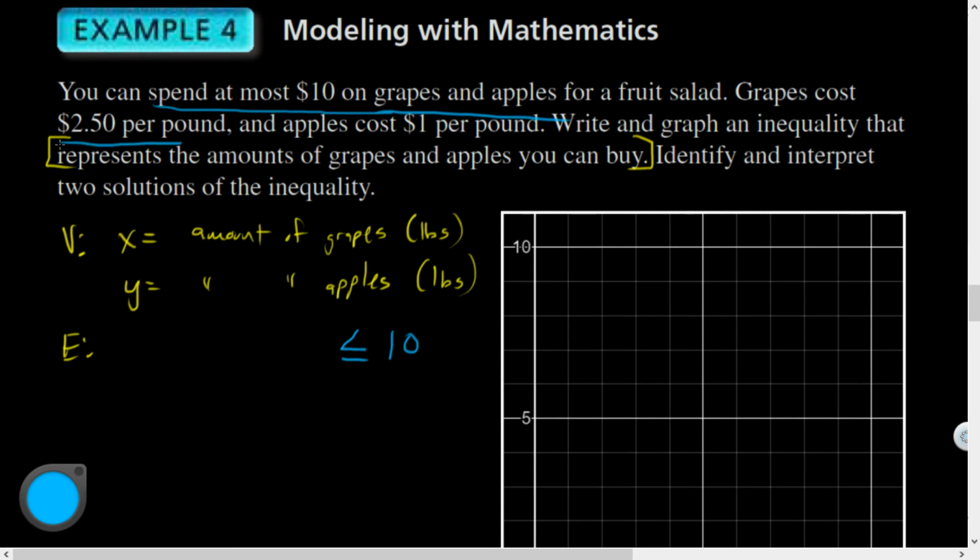And then it tells us also the cost of each. So what could I represent over here? What would this equation look like? What do you guys think?